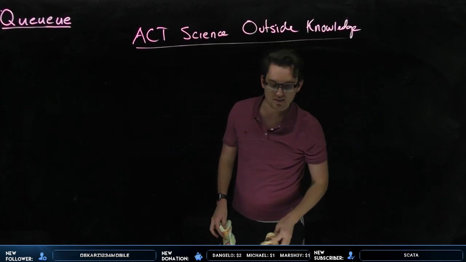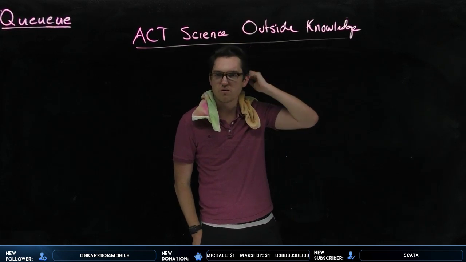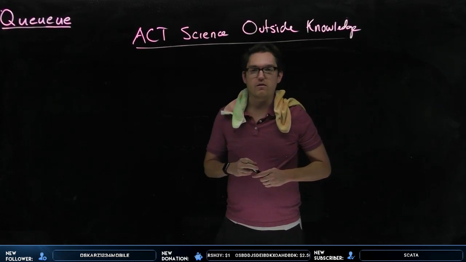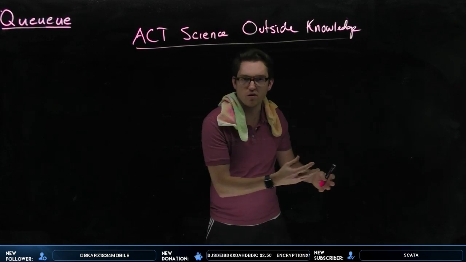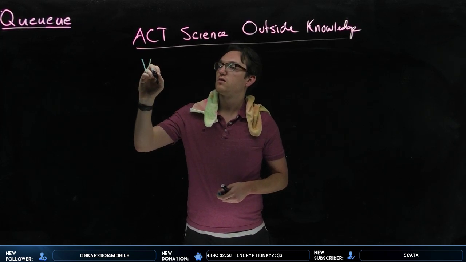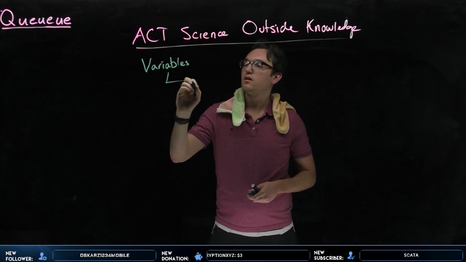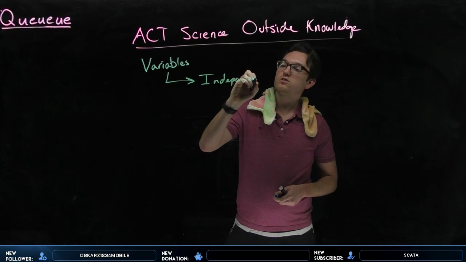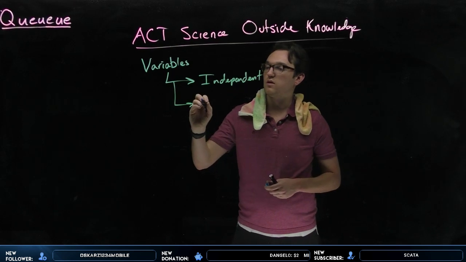Okay. Let's talk about variables. Variables, not in the math sense, but more in the experimental design sense. When you're doing an experiment, you're trying to figure out if there's some kind of a relationship between one variable and another variable. So, two different kinds of variables. We have independent and dependent variables. So we're going to come up with a very simple science experiment to show you the difference between them.